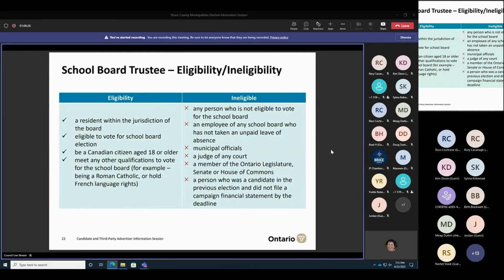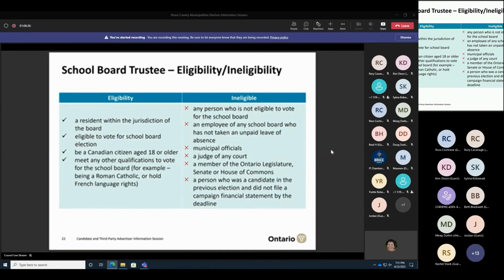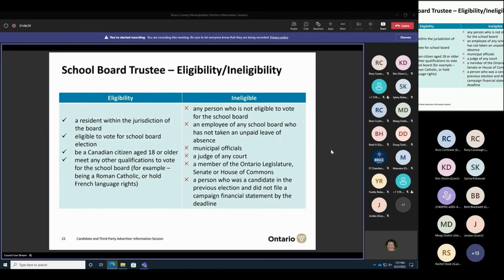If you're an employee of any school board and you wish to run for a trustee position on any school board in the province, you must take an unpaid leave of absence before you file your nomination form. If elected, you must resign from your job. You cannot work for a school board and be a trustee in Ontario at the same time.